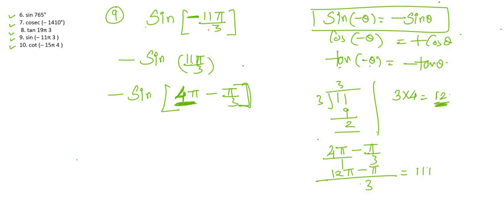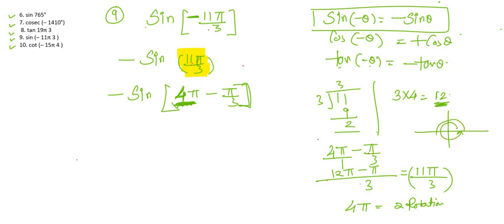So this is nothing but 11 pi by 3. Correct? Can you see? This is the same thing, just a manipulation to write it in a way so that we can solve it. So this is 4 pi, which means two rotations in the 4 quadrants. One rotation is 2 pi, the second rotation is 4 pi. So we can just drop it.